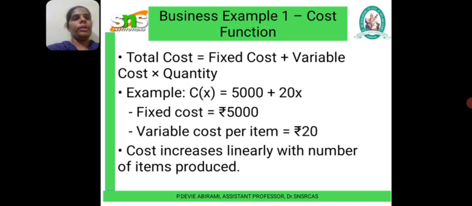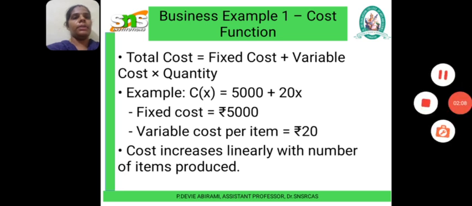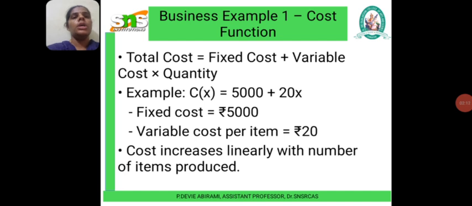So I have given one business example, the cost function. Total cost formula is fixed cost plus variable cost into quantity. We don't know how many quantities we are going to use, so it should be denoted as x. The fixed cost is the fixed cost of that product, and the variable cost may differ from product to product. If one pen costs 10 rupees and I want to buy 10 pens, then I have to multiply 10 into 10.